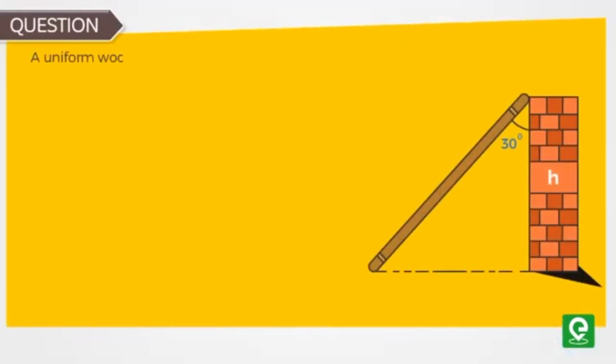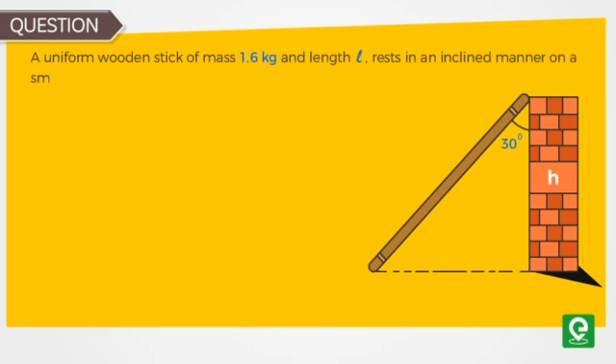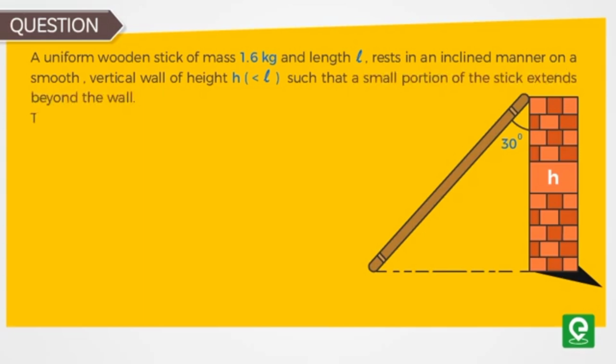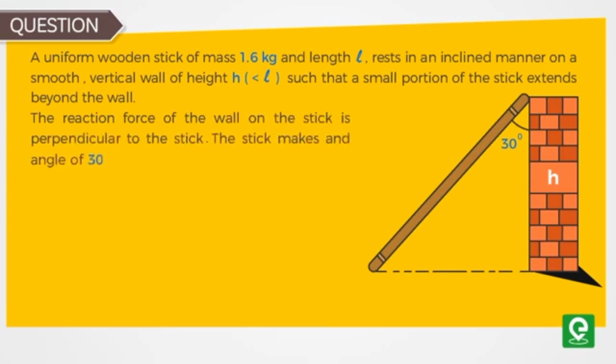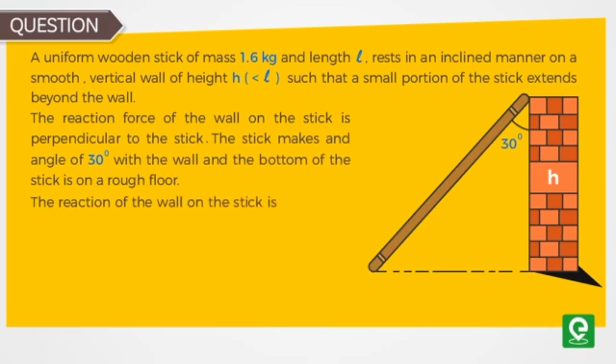Question: a uniform wooden stick of mass 1.6 kg and length L rests in an inclined manner on a smooth, vertical wall of height h less than L, such that a small portion of the stick extends beyond the wall. The reaction force of the wall on the stick is perpendicular to the stick. The stick makes an angle of 30 degrees with the wall and the bottom of the stick is on a rough floor.